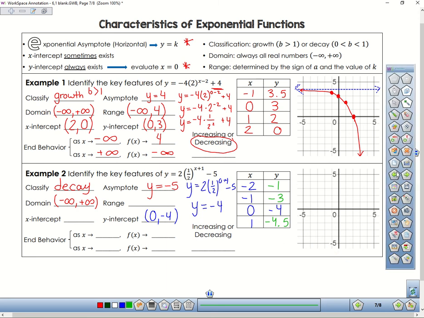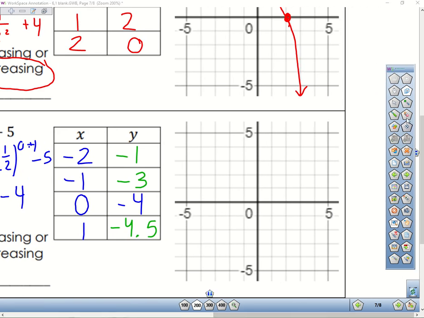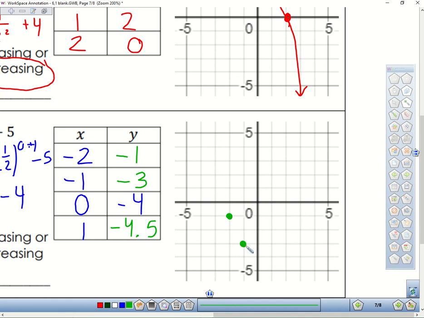So now we're going to graph all of that. So I'm going to zoom in to graph it. So that's at -2, -1 is down here, -1, -3, 0, -4, and 1, -4.5. Somewhere like around there, between the two. Now you're going to graph your asymptote.